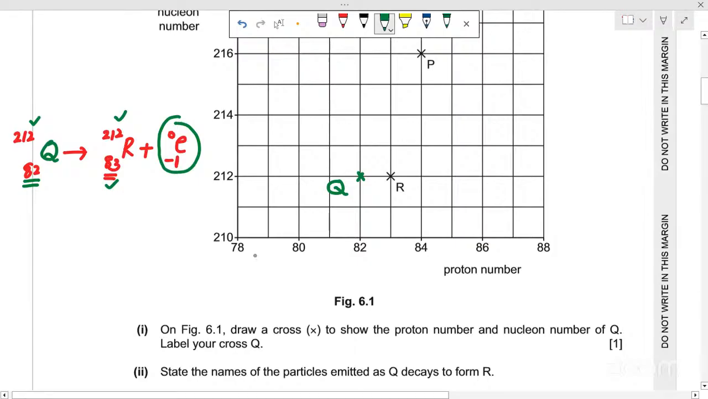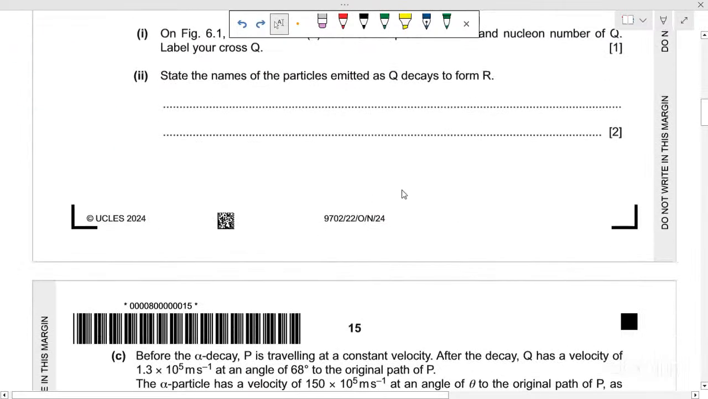So if, for example, instead of R, the proton number of this R is, for example, 81, then beta positive would have been emitted. But in our case, we know that the proton number of R is 1 more than the proton number of Q, so beta negative is emitted. You will simply write beta negative. Particles emitted are beta minus, you can say, and you know that state the names of particles emitted.